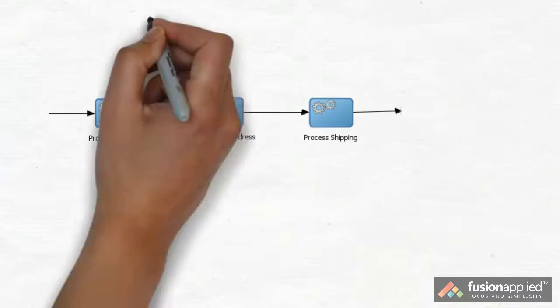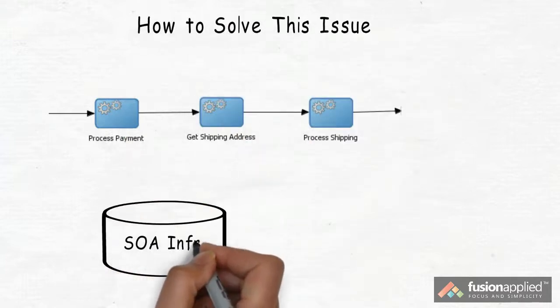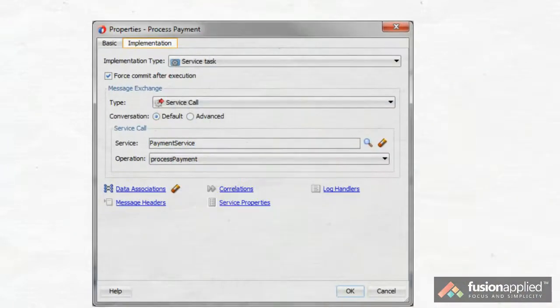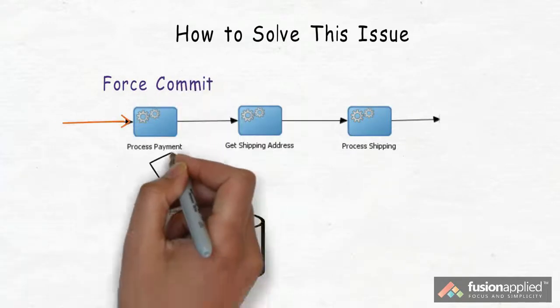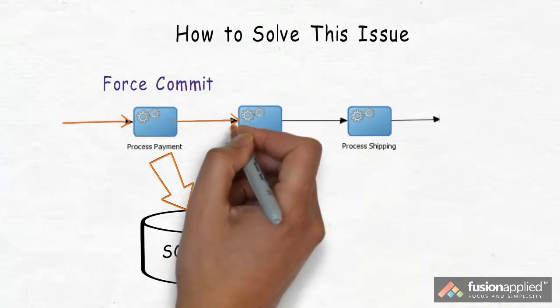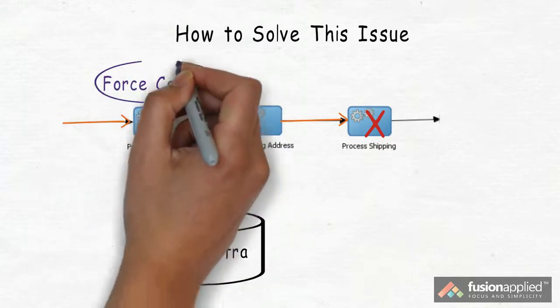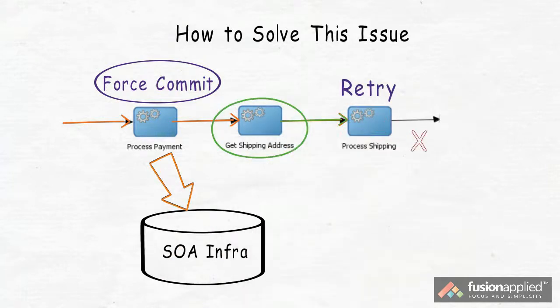So how do you solve this problem? We have to somehow tell the BPM engine to dehydrate the process state after non-idempotent activities. For non-idempotent activities, check the force commit property. This explicitly tells the BPM engine to save the process state after the activity. In our example, after you have set the force commit to true for the process payment activity, when you recover an instance, it will not re-execute the process payment activity.